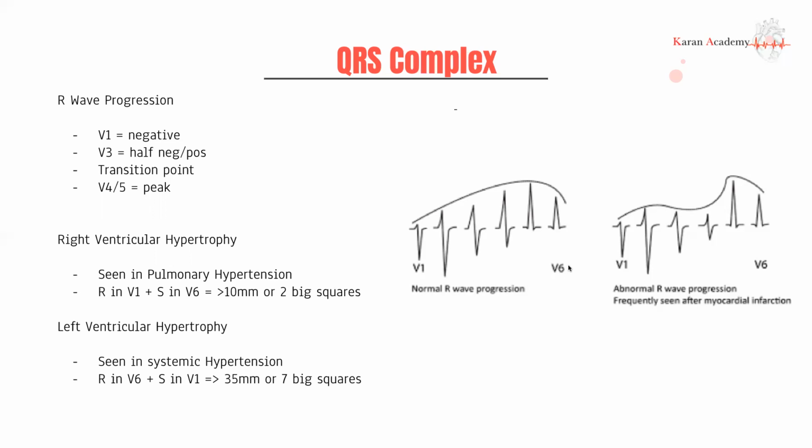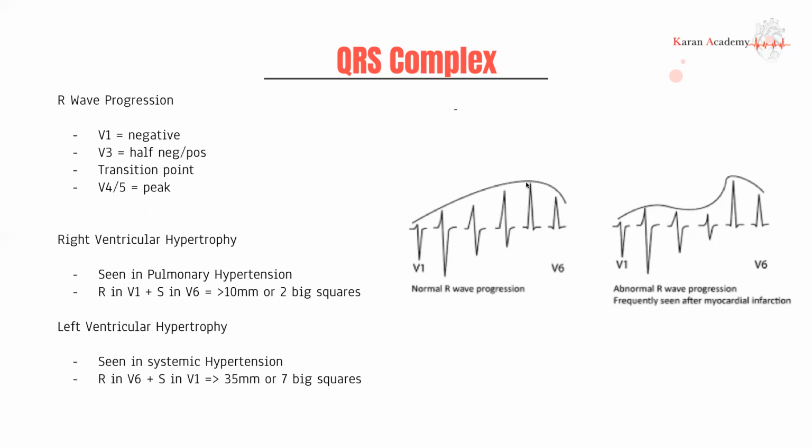Perfect. Which is why, if you look at the normal progression of the R wave, it's going to be positive in the lateral leads, but gradually going, you're going to have a negative or a deep S wave in V1.